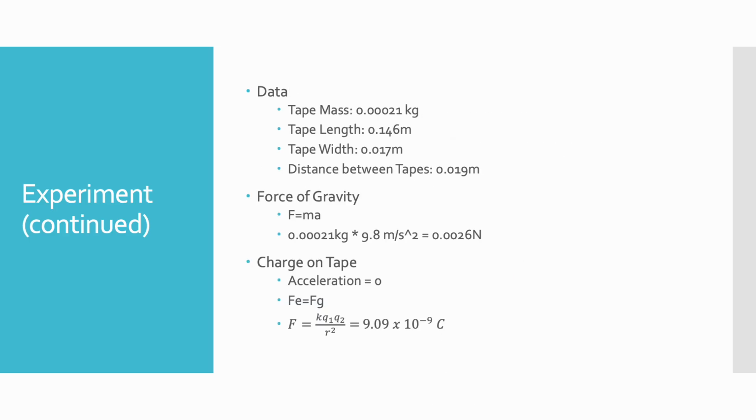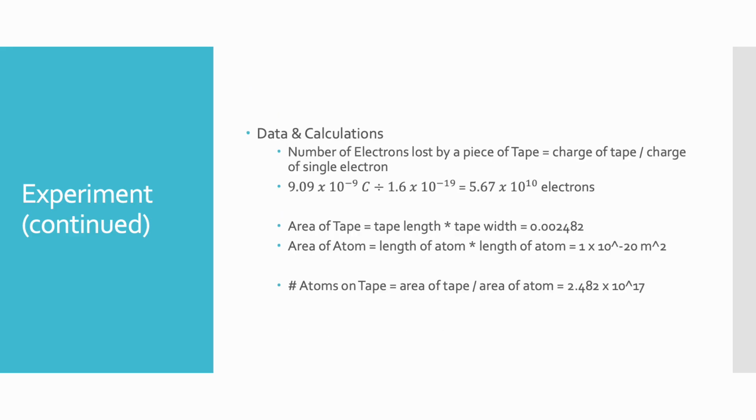My data can be seen on the left. I used this data to calculate the force of gravity and then used this to determine the electric force. This was possible because the acceleration on the tape was zero. After evaluating the expression, I was able to find that the charge on the tape was 9.09 times 10 to the negative 9 coulombs. The number of electrons lost was found to be 5.67 times 10 to the 10th power, and the number of atoms on the tape was 2.482 times 10 to the 17th.